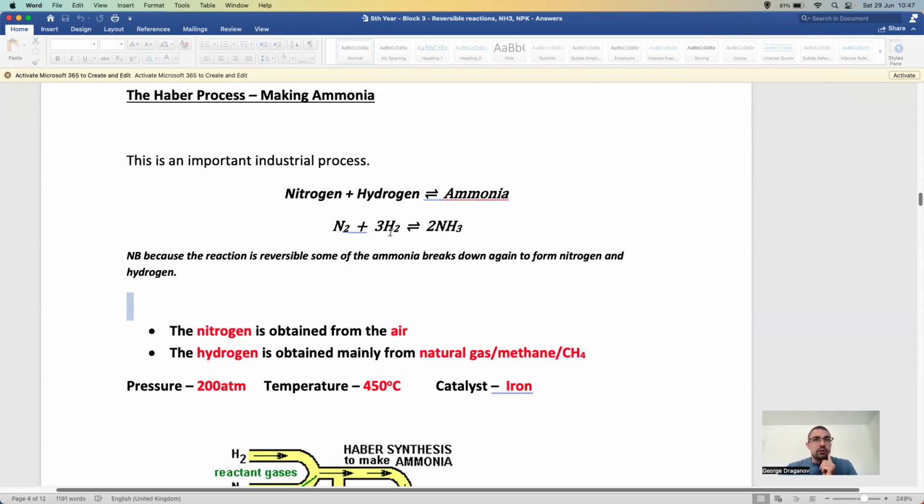Everything is a gas, so G. And it is a reversible reaction. So as soon as the ammonia forms, it can break back down into forming nitrogen and hydrogen.